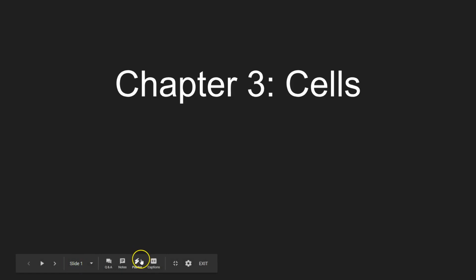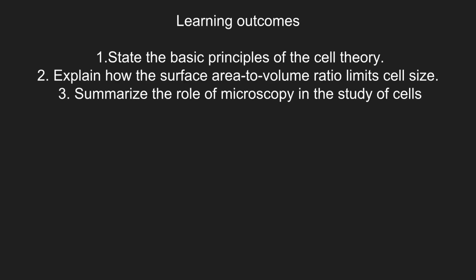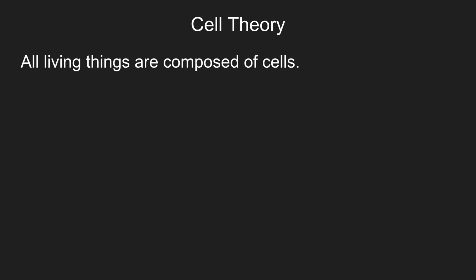All right, everybody, welcome to chapter 3, which is cells. In this lecture, I'm just going to do the first section of chapter 3. So let's take a peek at the learning outcomes. State the basic principles of cell theory, explain how the surface area to volume ratio limits cell size, and summarize the role of microscopy in the study of cells. So let's jump into it.